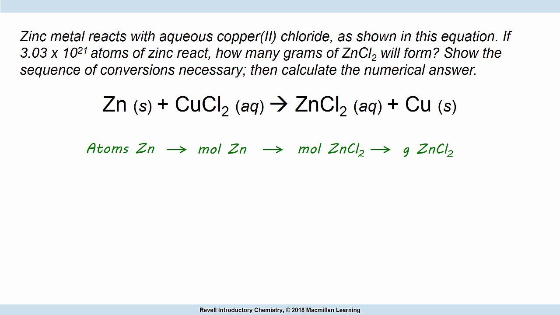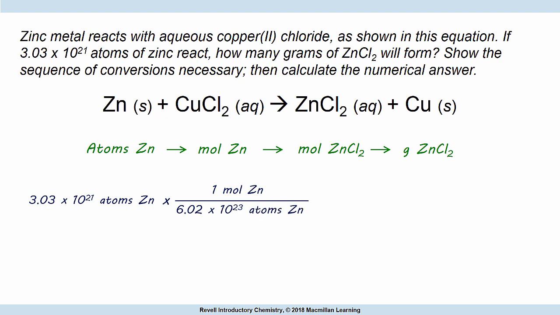Now that we have our strategy in place, let's solve this problem. We begin with 3.03 times 10 to the 21st atoms of zinc. To convert to moles of zinc, we must use Avogadro's number. We multiply by 1 mole of zinc over 6.02 times 10 to the 23rd atoms of zinc. The atoms of zinc cancel. Next, we must convert to moles of zinc chloride. From the balanced equation, we see that we form 1 mole of zinc chloride for every 1 mole of zinc. The moles of zinc cancel.